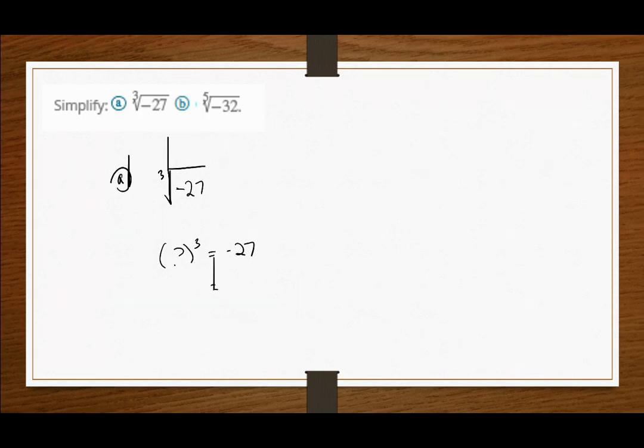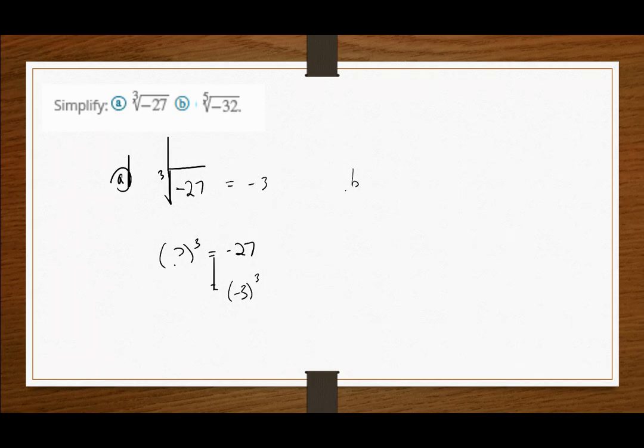So I can think of factors for negative 27. Ultimately, I'll come up with negative 3 to the third power is what would get me back to the original expression here. So it must be the case that the cube root of negative 27 is negative 3.